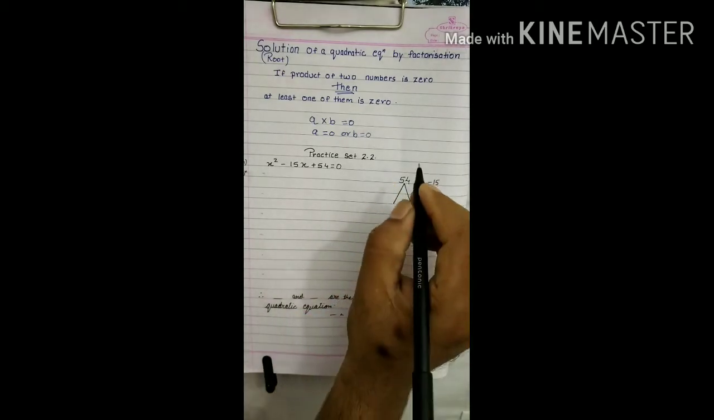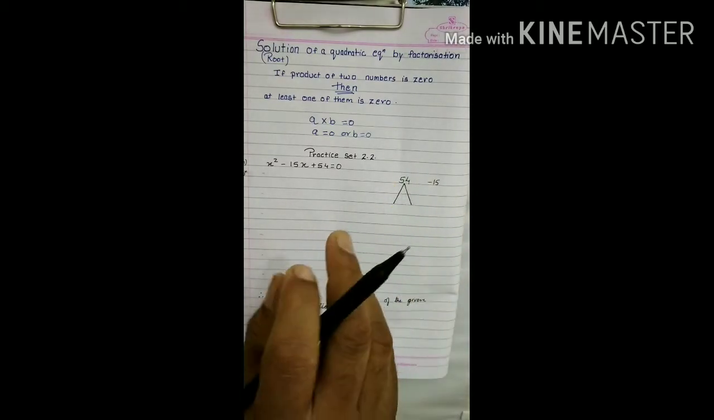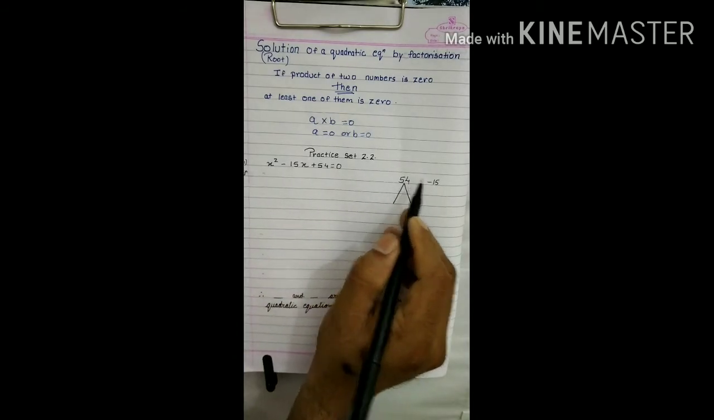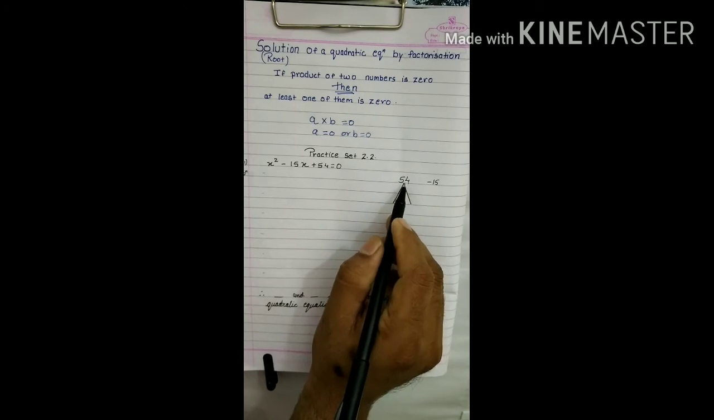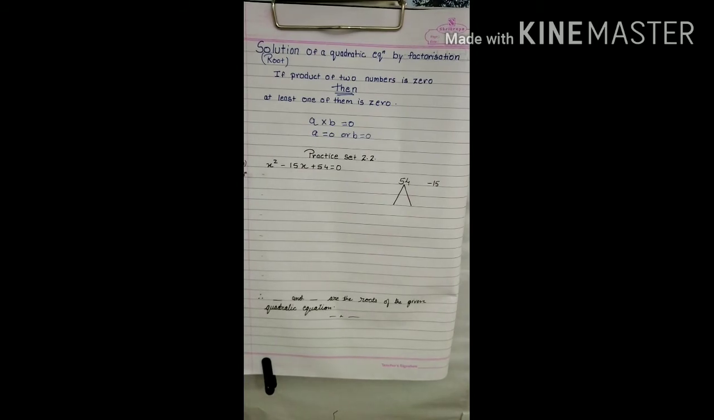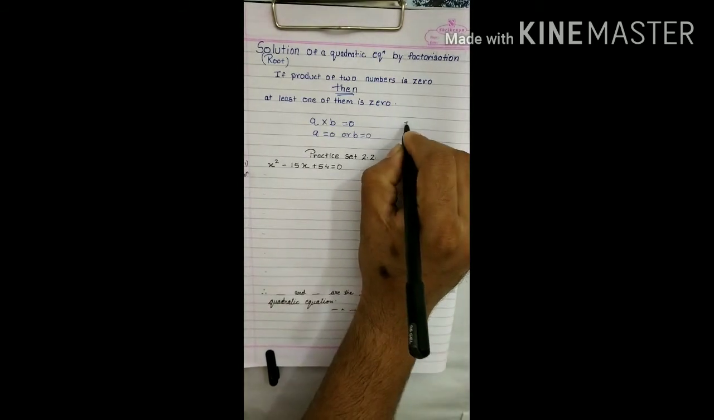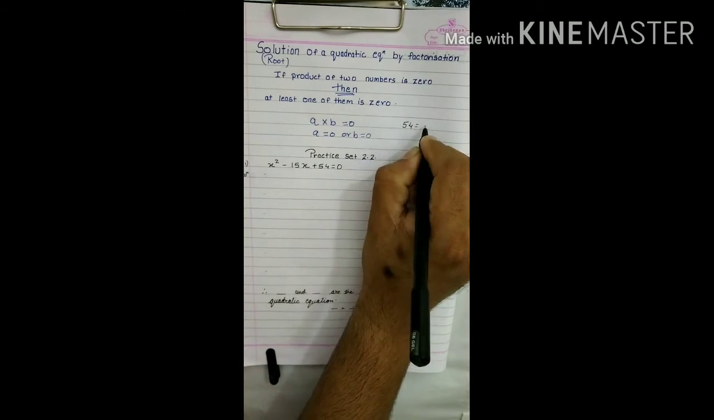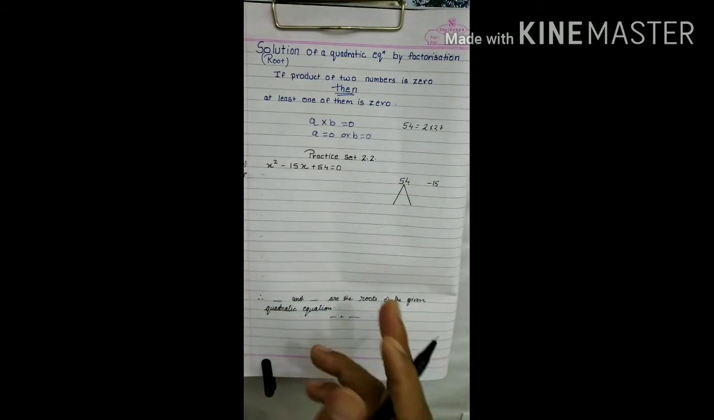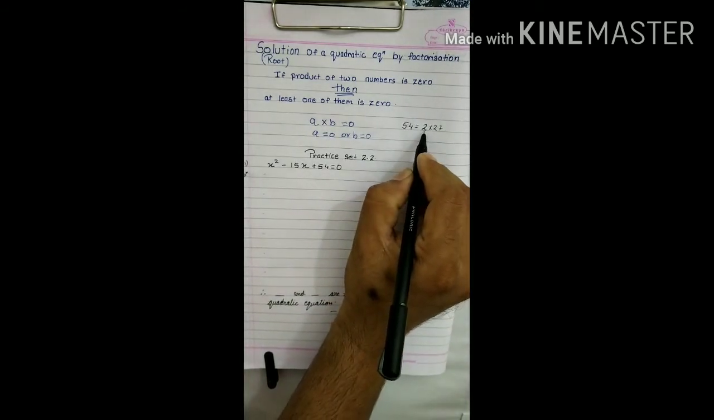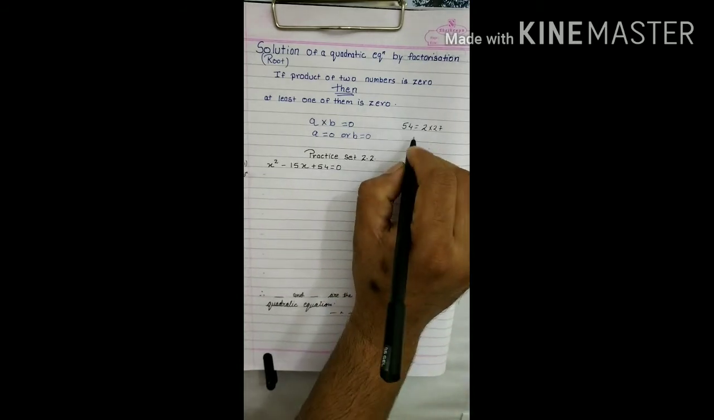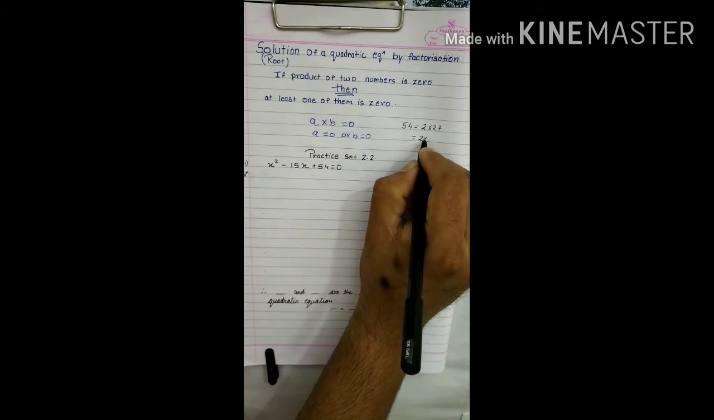The factors of 54: the easiest one is 54 into 1. But 54 plus 1 is 55 and 54 minus 1 is 53. So we cannot take these. So let us consider other factors of 54. We write 2 into 27. But if we take 27 plus 2, it is 29, and 27 minus 2 is 25. But we need 15. So we need to take more factors.